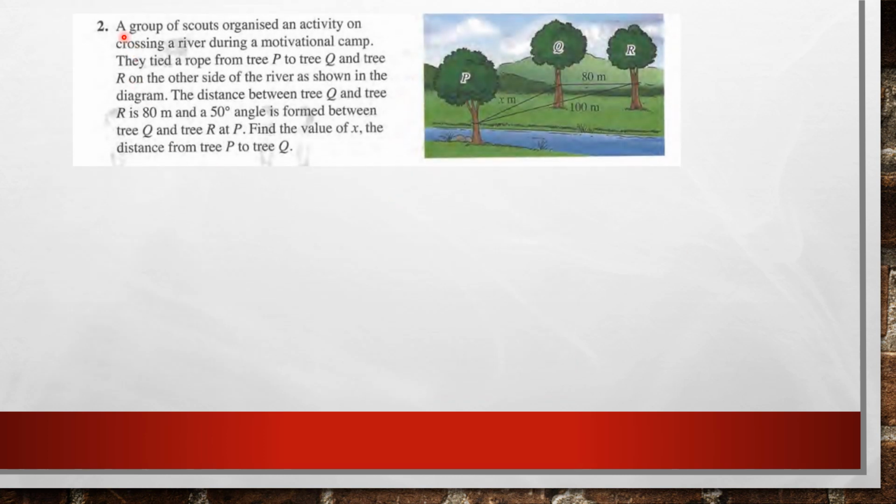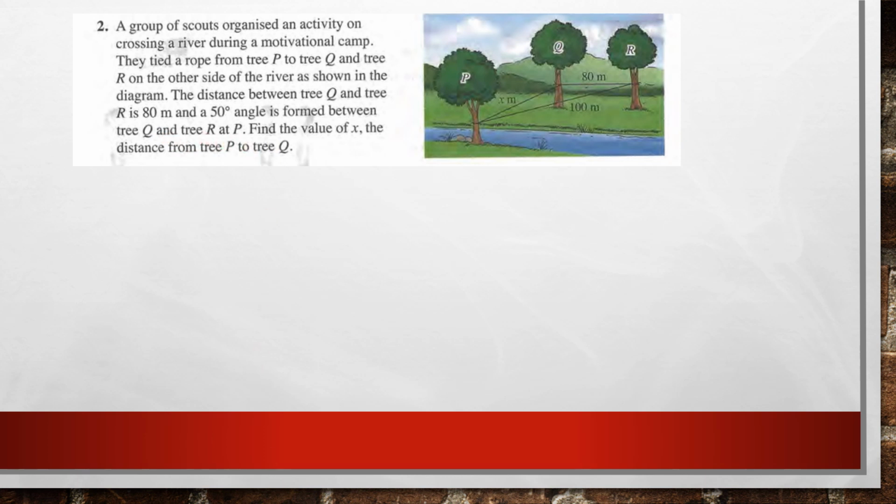Now we look at question number 2. A group of scouts organized an activity on crossing a river during a motivational camp. They tied a rope from P to Q and R on the other side of the river as shown in the diagram. So the triangle is already drawn for you. This is PQR. The distance between Q and R is 80 meters, already labeled, and a 50 degree angle is formed between PQ and PR at P.